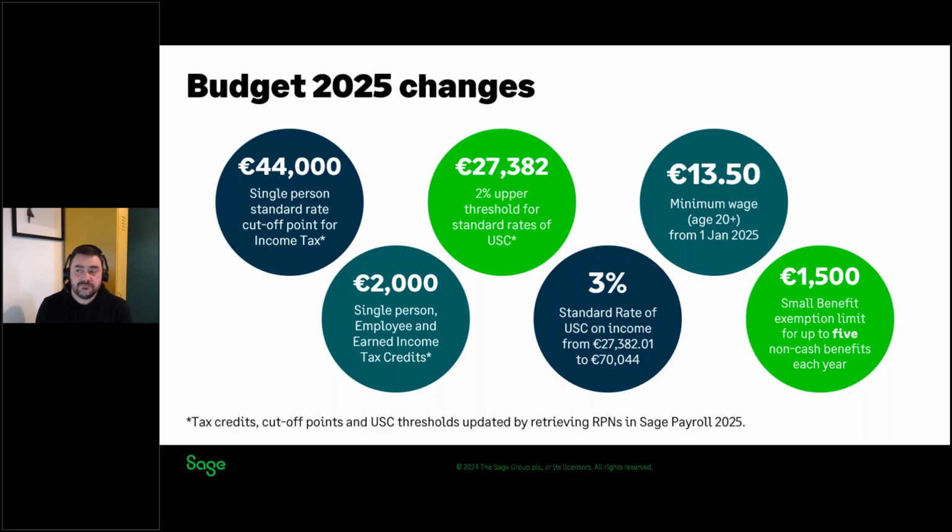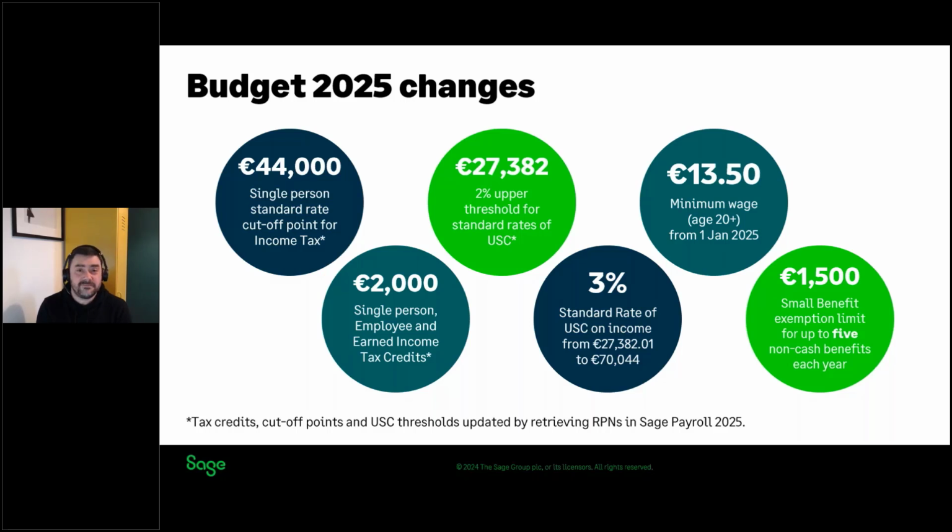The upper threshold for standard rates of USC, the 2% upper threshold, has increased to €27,382. And the next band for USC, there's been a rate decrease. So that is now a 3% USC rate on earnings between €27,382 and €70,044. Those changes all come through as part of the RPNs, so they should be updated as soon as you've retrieved those first RPNs.